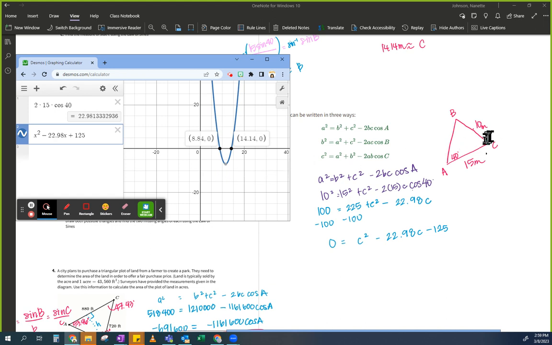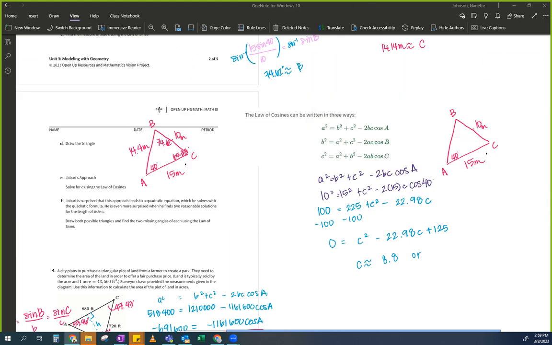So wait, Miss Johnson, how come you have two different sides that actually could be the truth? So I'm going to put C is approximately 8.8 or 14.14. Now notice 14.14 is what his brother also got, right? And then I have this other answer. So wait, why do I have two answers, Miss Johnson?